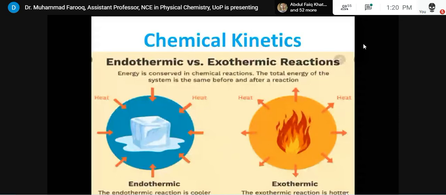So in the first case, endothermic, the reaction occurs at the cost of heat absorption. While in the second one, exothermic, heat is released into the environment, and as a result the energy of the surrounding will increase. So this is what exothermic and endothermic reactions are. Is this clear or not?